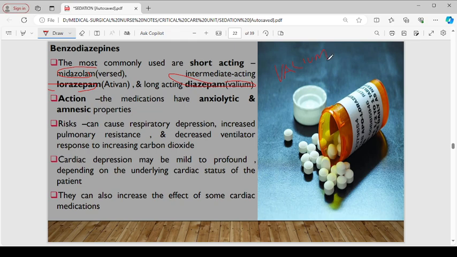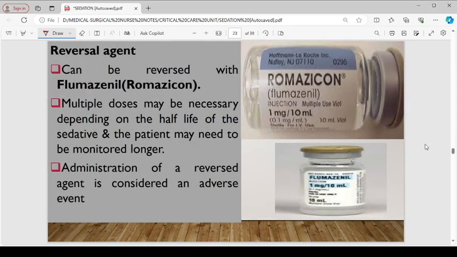These medications have anxiolytic and amnesic properties. However, they can cause respiratory depression, increased pulmonary resistance, and decreased ventilatory response to increasing carbon dioxide. Cardiac depression may also be mild to profound, depending on the underlying cardiac status of the patient. They can also increase the effect of other cardiac medication, so they have to be used with caution.